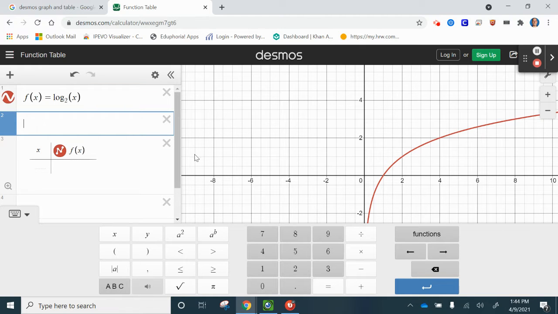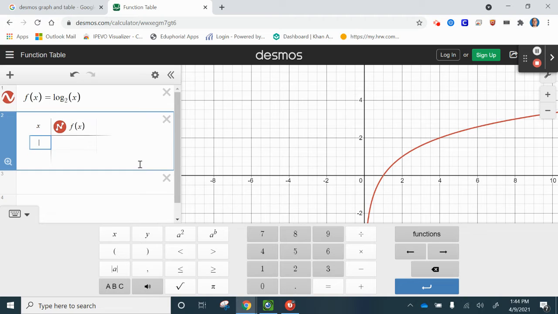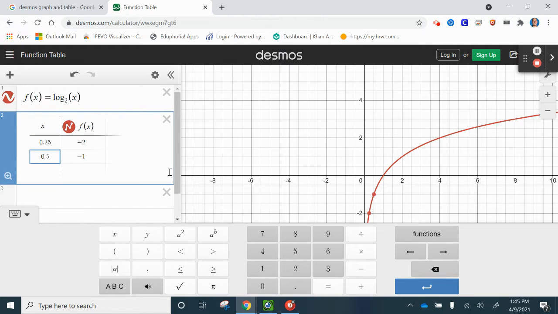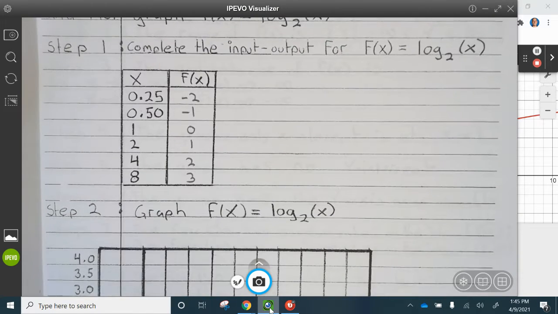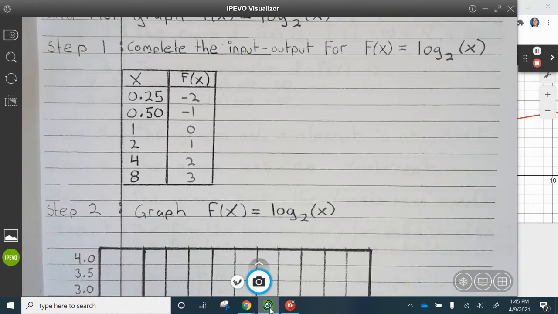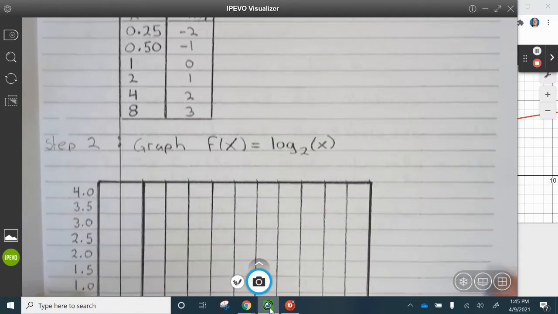Okay. So now I'm going to put the values in: 0.25, 0.50, 1, 2, 4, 8. All right, so my values are -2, -1, 0, 1, 2, 3. So there's the table completed. Now let's take a look at step 2.